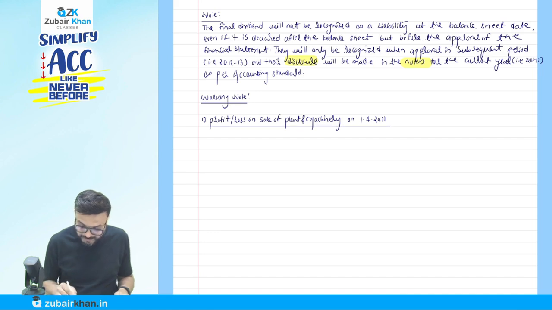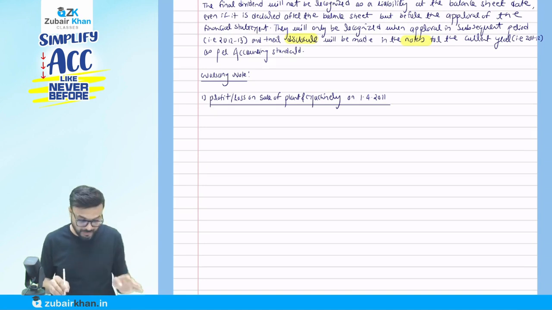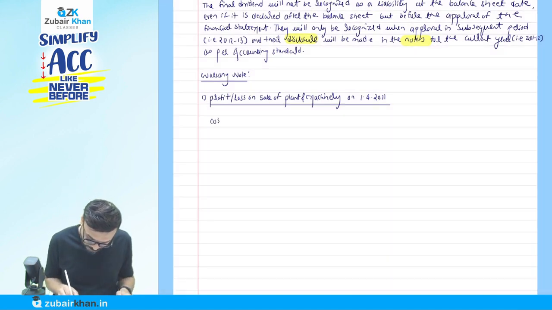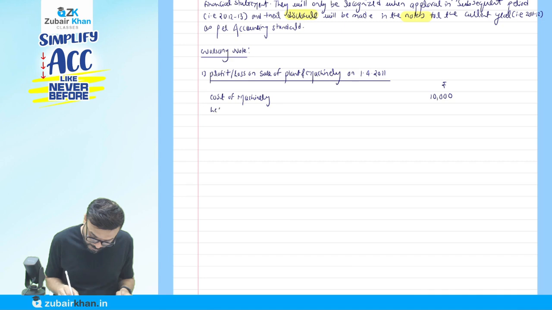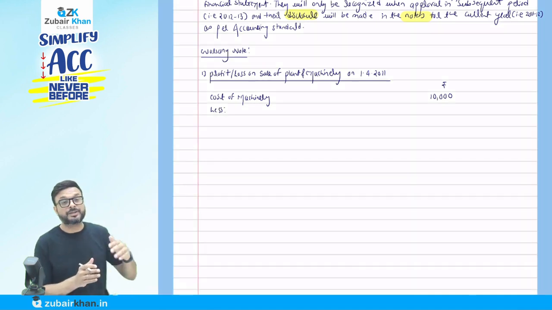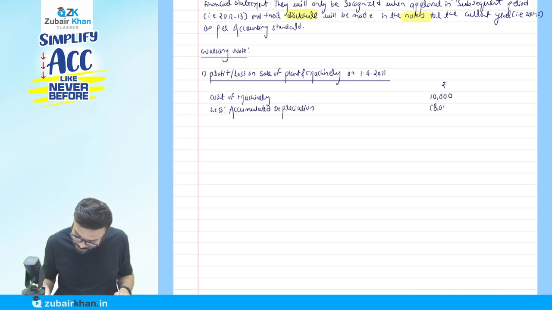Now please understand this. What is the cost of the machinery they sold? Write down cost of machinery is 10,000. Then, till that date, how much depreciation did they charge? They call it accumulated depreciation. How much was it? 8,000.